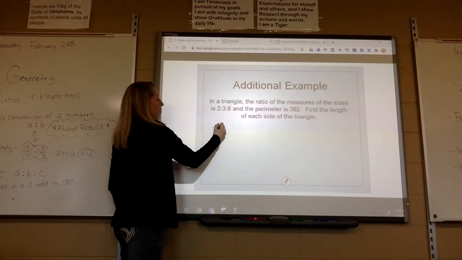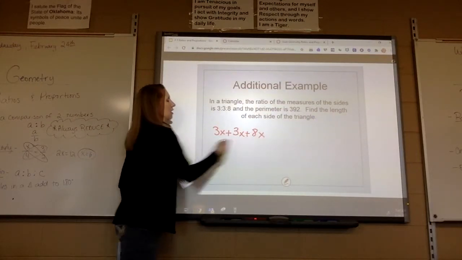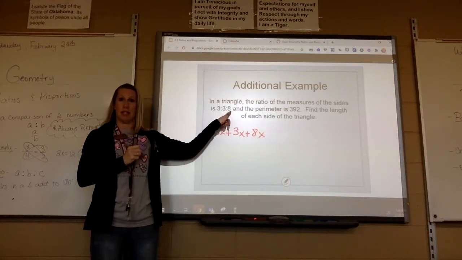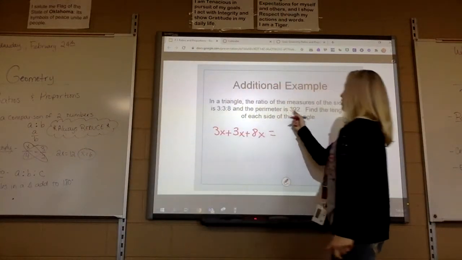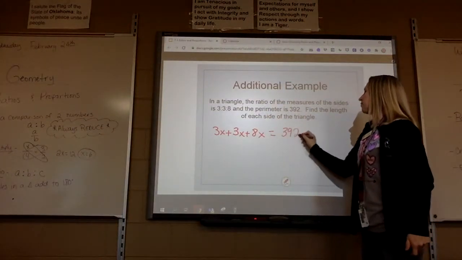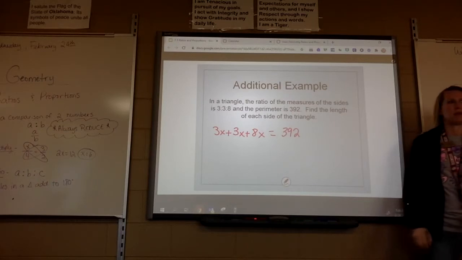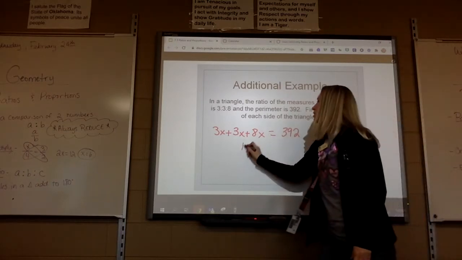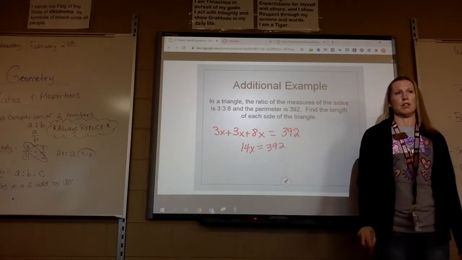So I would have 3x plus 3x plus 8x. I just put an X next to each of those. I'm going to add them all up, equals 392. So what's 3 plus 3 plus 8? 3 plus 3 is 6, 14. So 14x equals 392. What would we do to solve that?